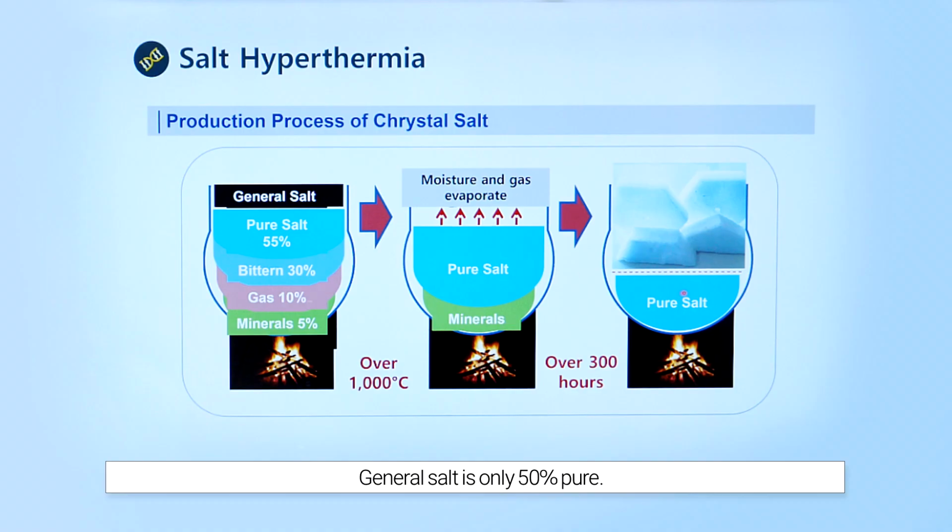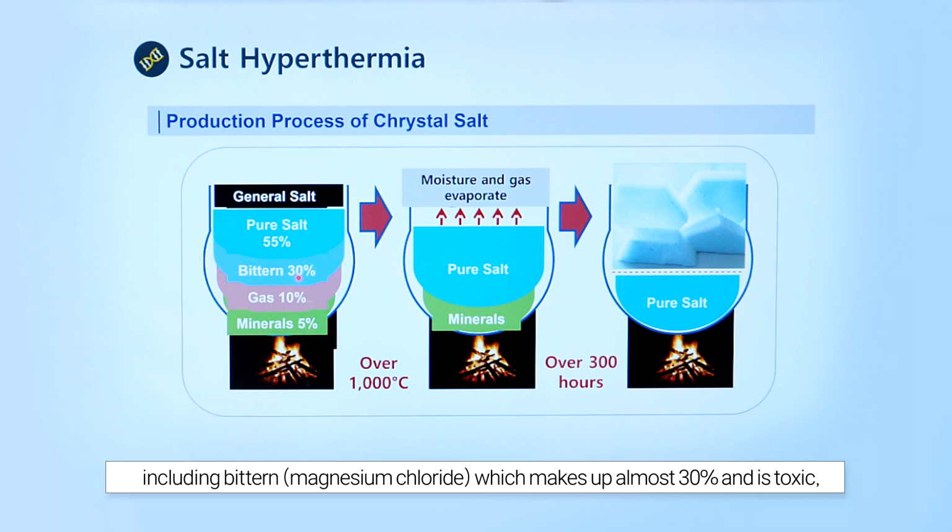How? General salt is only 50% pure salt. What else? Contaminants: bitter magnesium chloride, almost 30%, which is toxic, and then gas, 10%, and other minerals, 5%. This is natural or general salt. It should be melted above 1000 degrees centigrade. Then what will happen? Moisture and gas will evaporate. But still, the minerals remain.